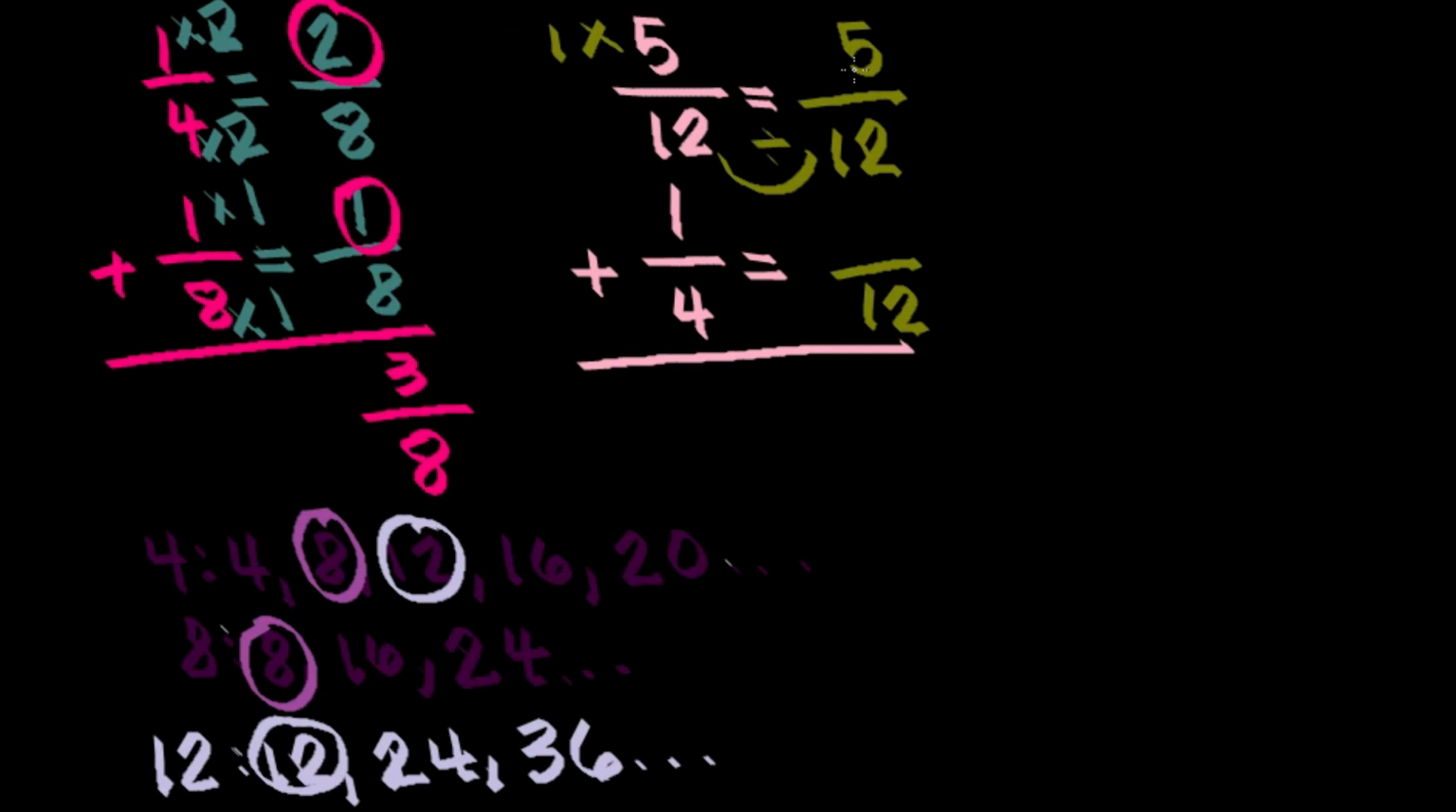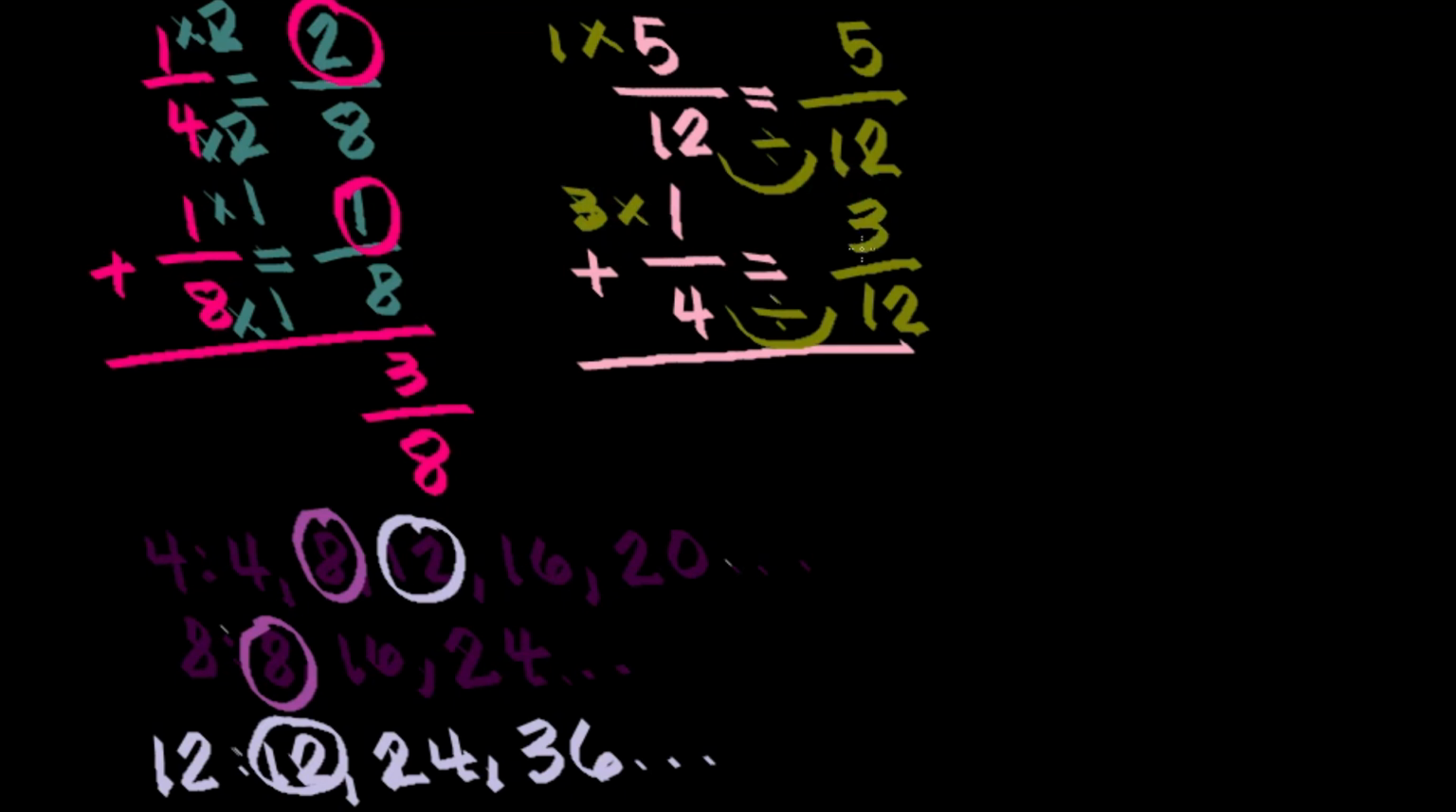I'm going to do the same thing for the fraction in the bottom. I will divide the two denominators. So 12 divided by 4 equals 3. And that number, I'm going to multiply it by the numerator. So I will have 3 times 1, which is 3.